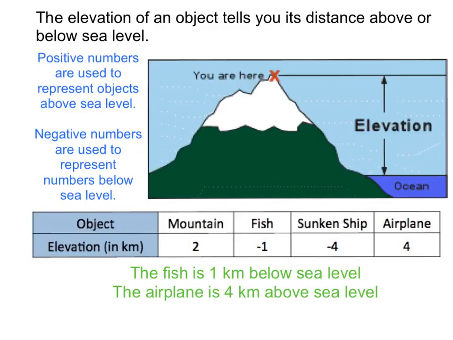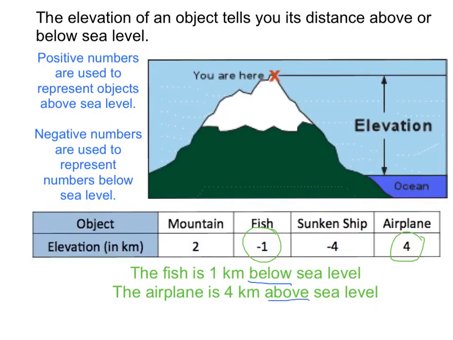So I have a chart here below, a table, with some objects and their elevations. So a mountain at 2 kilometers, a fish at -1 kilometer, a sunken ship at -4 kilometers, and an airplane at 4 kilometers. And just to review what these numbers mean, if we talk about the fish at -1, that means the fish is 1 kilometer below sea level. And let's talk about one more example. So the airplane at 4 kilometers. That means the airplane is 4 kilometers above sea level.